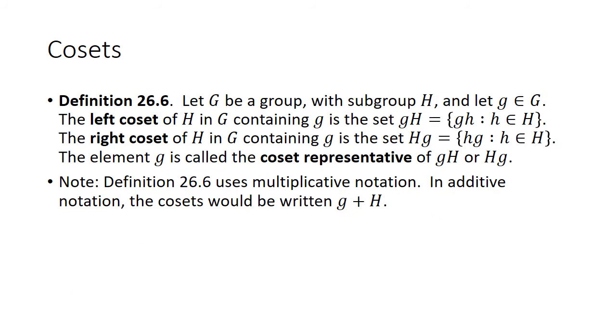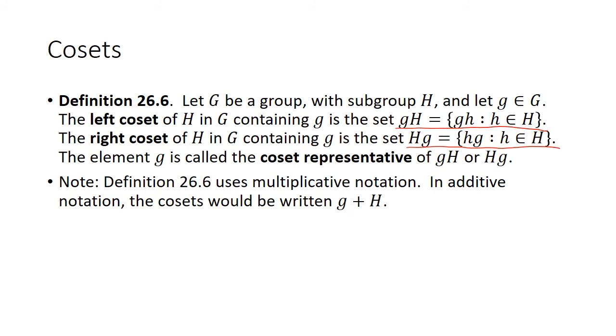Okay, so that brings us to the definition of a coset. Let G be a group with subgroup H, and let little g be an element of big G. The left coset of H in G containing little g is the set gH, and that is just defined as little g times every element of H. The right coset of H in G containing little g is the set Hg, and that's just every element in the subgroup H multiplied by little g on the right. So it's left if you're multiplying little g on the left, and it's right if you're multiplying little g on the right.